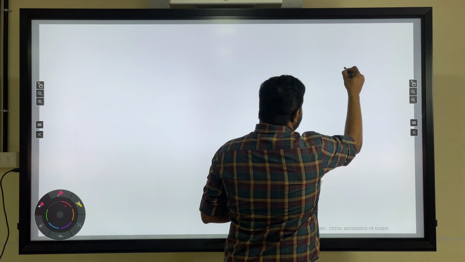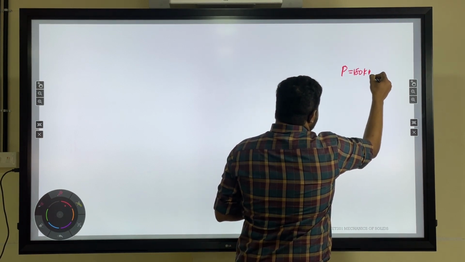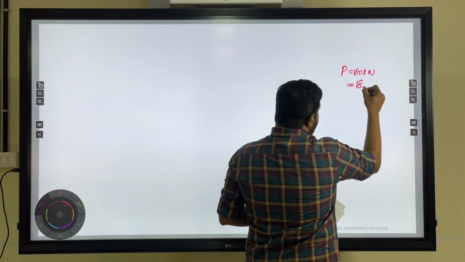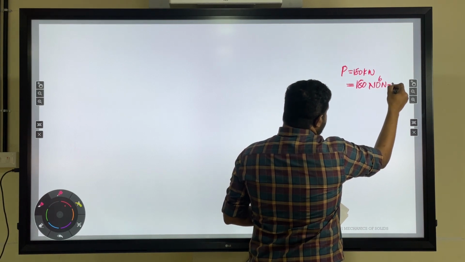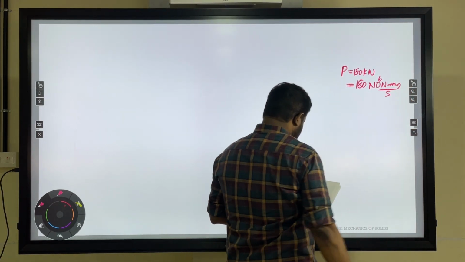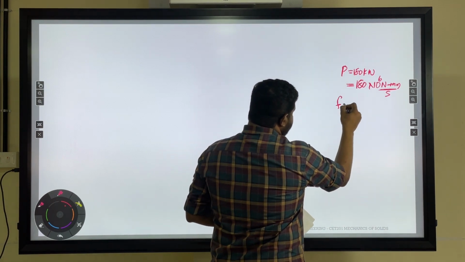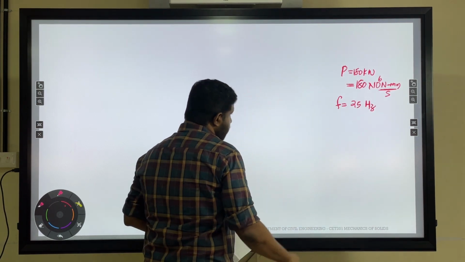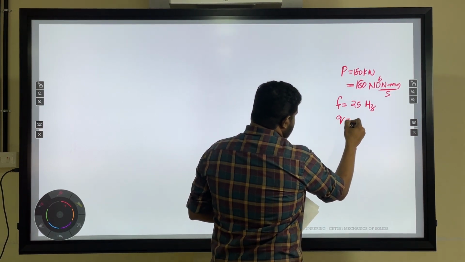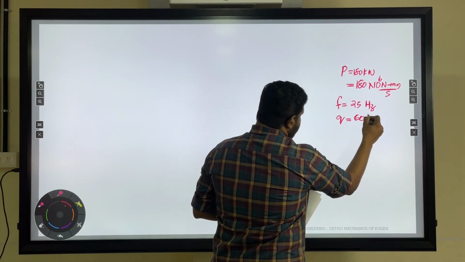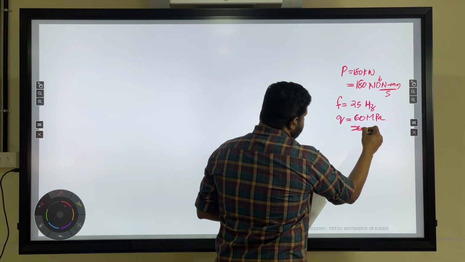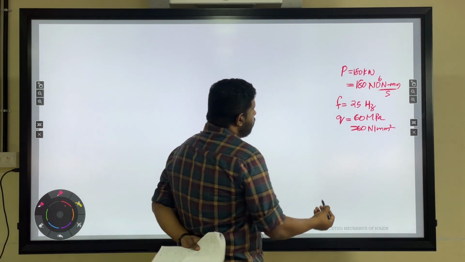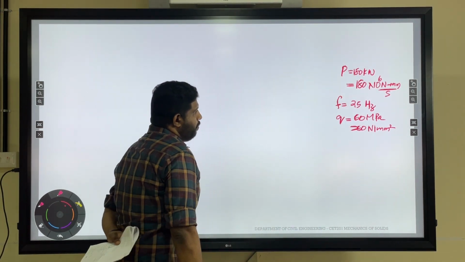In this question, the given data are power equal to 180 kilowatt. As in the previous case, you have to convert this power into Newton mm per second. For that, 180 into 10 raised to 6 Newton mm per second. Then frequency is given, f is equal to 25 hertz. Then the maximum shear stress value is given as 60 megapascal. Megapascal is the same as Newton per mm square. Then, as I told you, first we want to calculate the torque value.